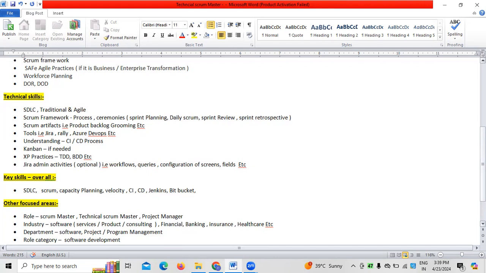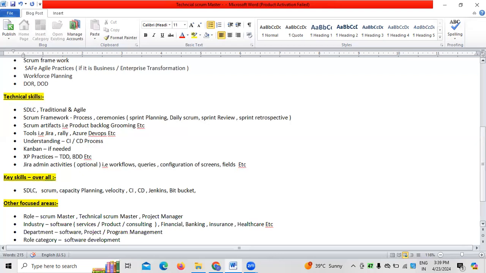Followed by how and what are the different Scrum ceremonies we follow, like daily scrum, sprint planning, sprint review, retrospectives. What are the Scrum artifacts we have, like product backlog grooming? To have the practical knowledge, it's always important for us to choose any one tool, because there are a lot many. I am mentioning few in this. So one is Jira, Rally, Azure DevOps, all that.